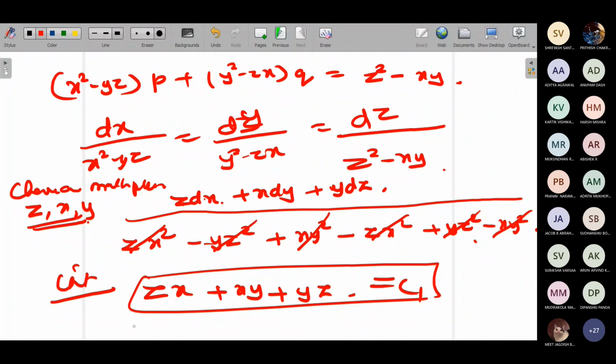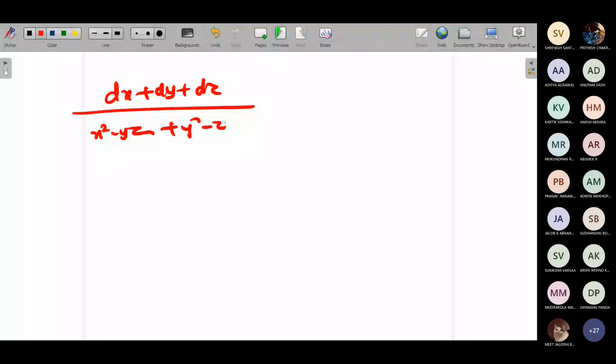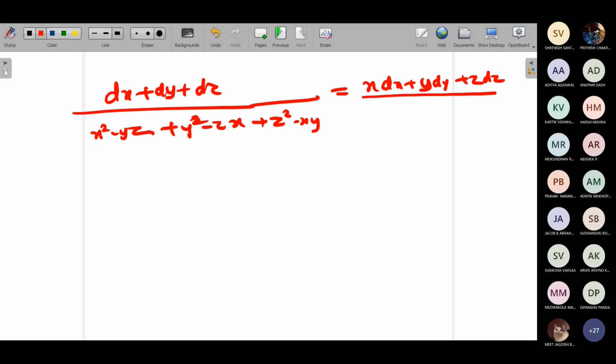Let me check it out. One minute. So I can write this as some dx plus dy plus dz. What will happen to my denominator? I'll get x square minus yz plus y square minus zx plus z square minus xy. This one I should equate to some other term, like x dx plus y dy plus z dz. So what will happen here? When I multiply by x, I'll get x cube minus xyz.